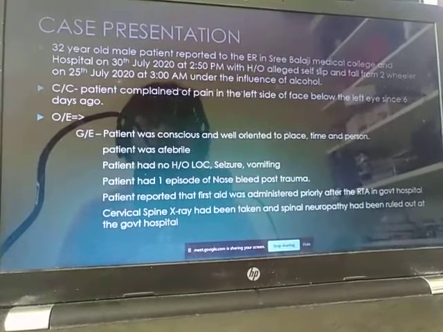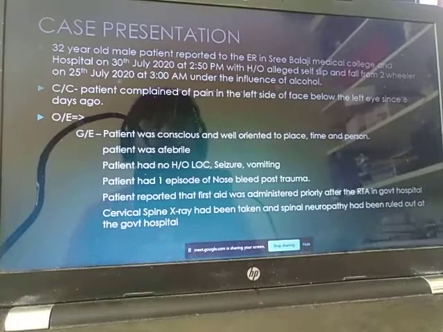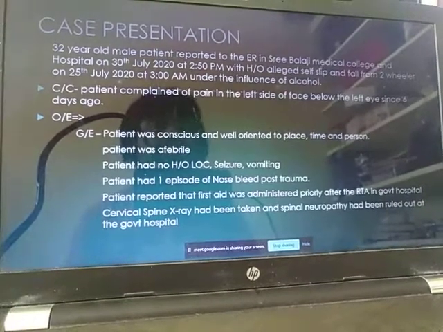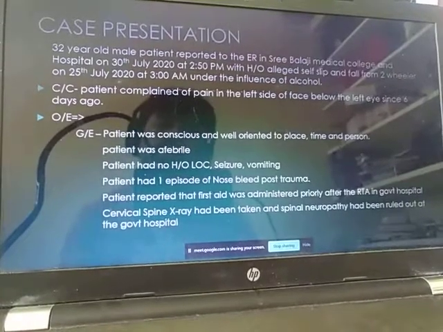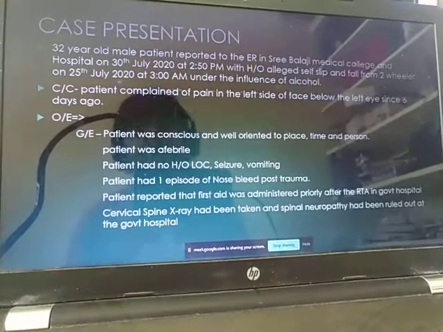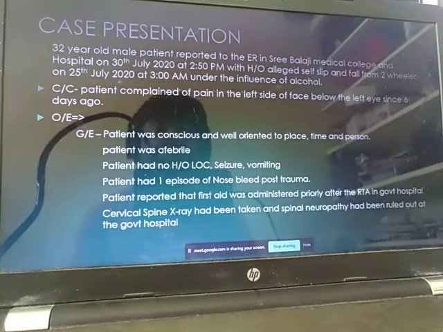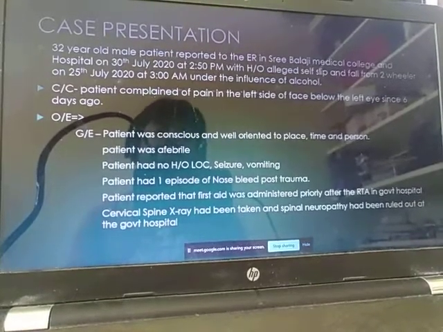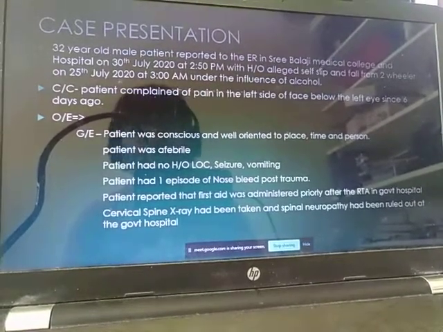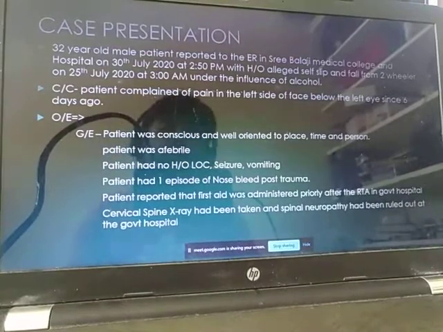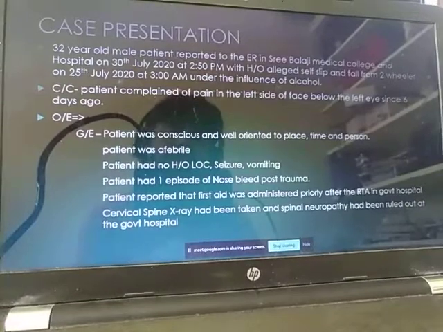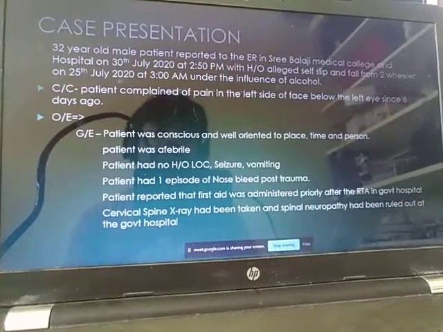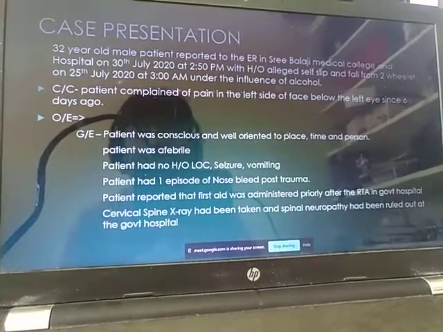On 25th July at 3 a.m., under the influence of alcohol. The patient complained of pain in the left side of the face below the left eye since 6 days ago. On general examination, the patient was conscious and well oriented to place, time and person. The patient was afebrile. Patient had no history of loss of consciousness, seizure or vomiting. Patient had just one episode of nosebleed post-trauma, but there was no fresh bleeding at that time.